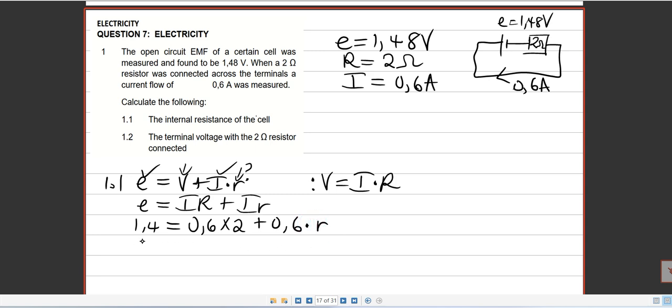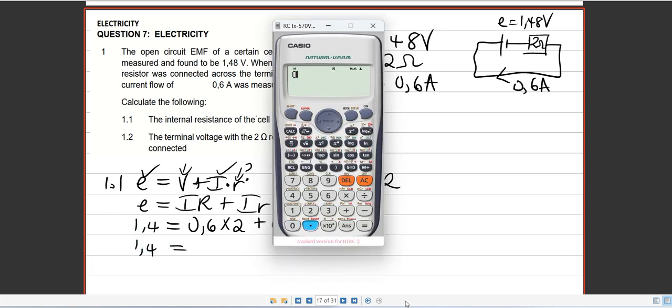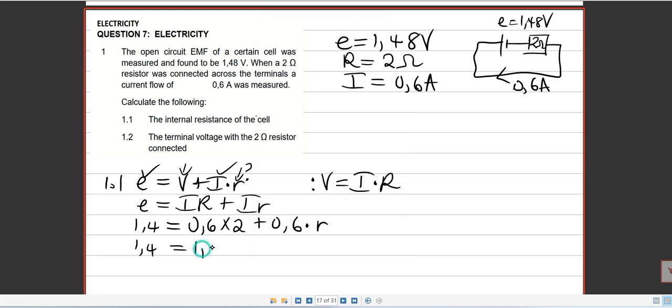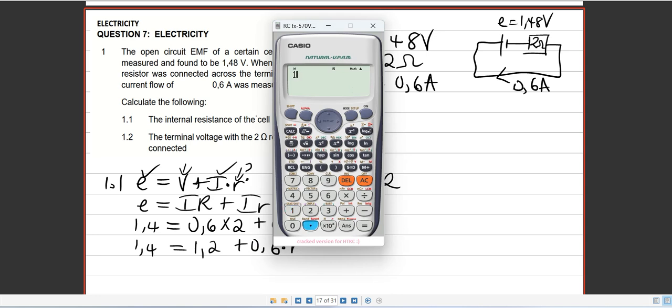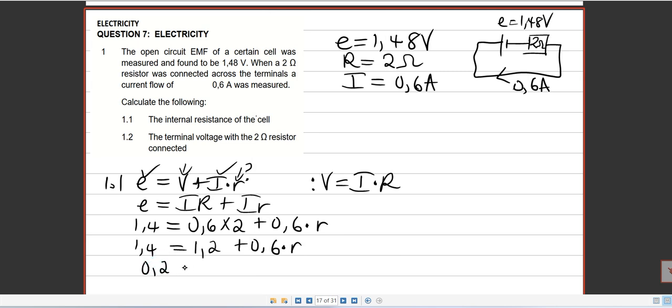You will simplify certain values. You have 1,4 equals 0,6 times 2, which is 1,2, plus 0,6 R. You take 1,2 to the other side, you'll have 1,4 minus 1,2, which is 0,2. So 0,2 equals 0,6 R. Divide both sides by 0,6.